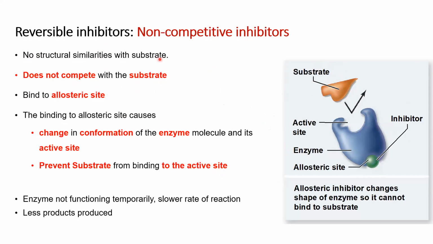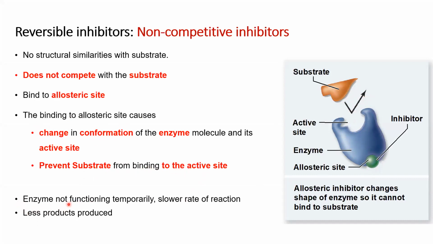It does not compete with the substrate to bind to the active site because it binds straight away to the allosteric site of the enzyme. The effect of binding to the allosteric site is that the enzyme changes its shape or conformation, and this causes the active site to also change shape. Once the active site changes shape, the substrate cannot fit into it, so the reaction cannot occur. It prevents the substrate from binding to the active site.